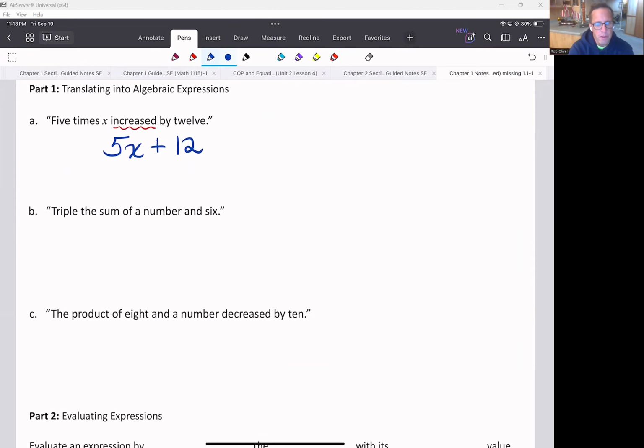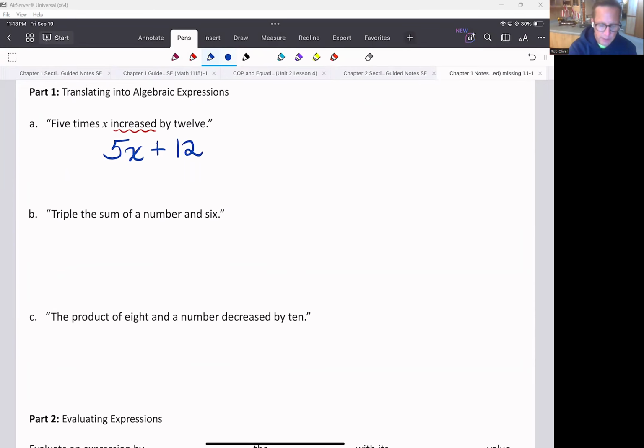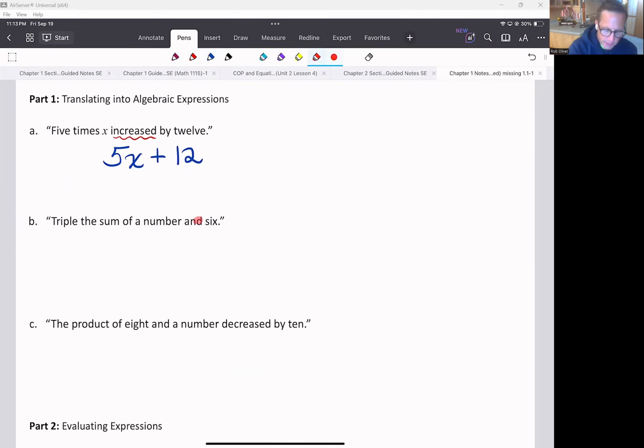Triple the sum of a number and 6. Now, this has a word in it that might seem like a totally throwaway word. It's a conjunction, actually, and it's the word and. In this particular expression, what that represents is that we're using a type of grouping symbol. Now, the word and sometimes just means and. Sometimes you don't really have to overthink it. It just means what it is.